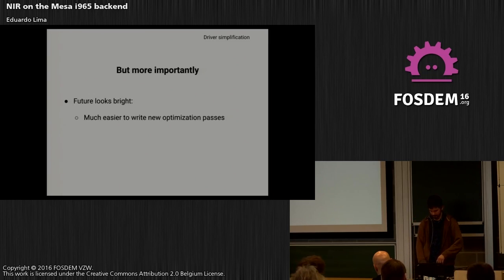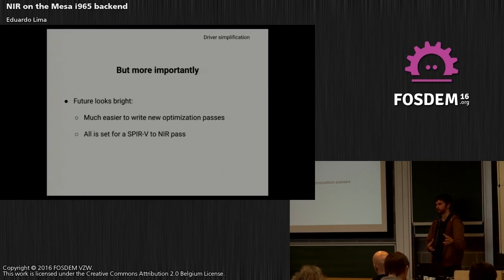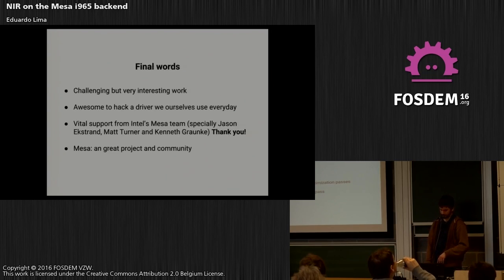But better than this is that now we have NIR, which is SSA based. We have a much better opportunity at optimizing things, and other people will be able to do it as well because NIR now is shared. There's a patch series from Rob Clark introducing NIR in Freedreno backends. So there will be more evolution in the future in terms of optimization. And also, I think Jason is writing a SPIR-V to NIR pass. When that work is done, then it's trivial to use the work that is already there.